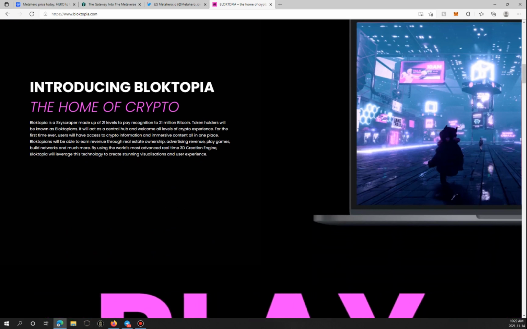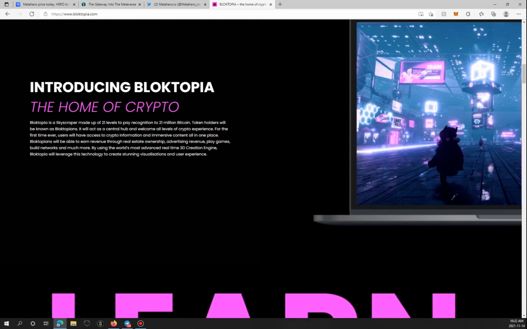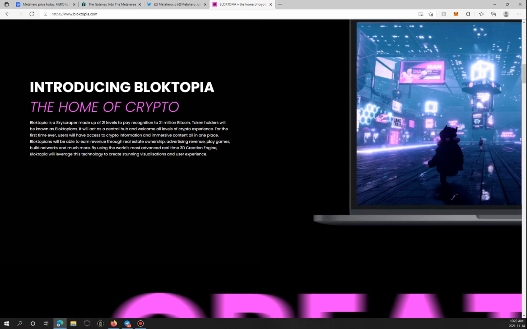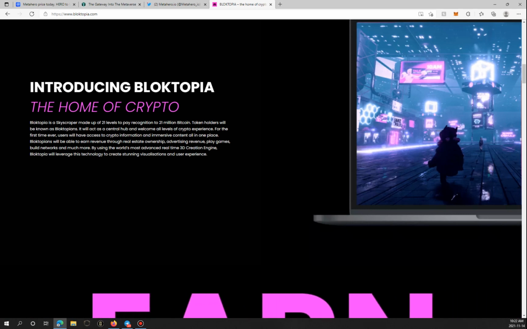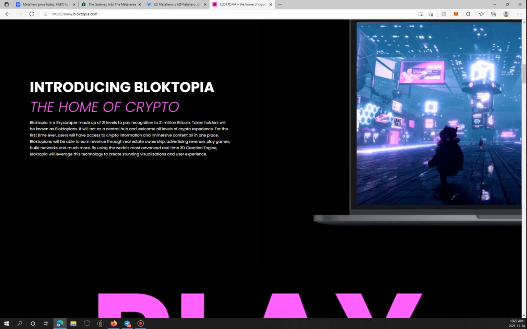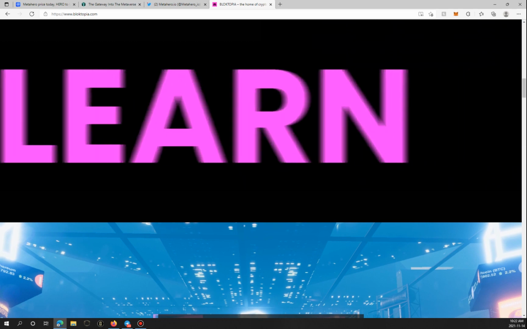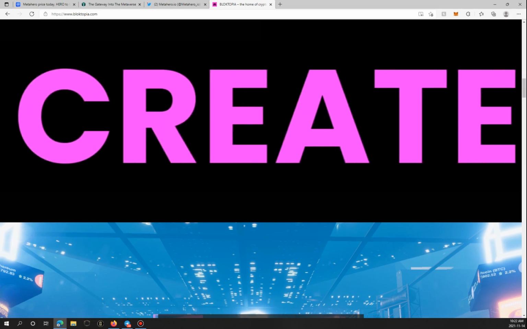Introducing Blocktopia, the home of the crypto. Blocktopia is a skyscraper made of 21 levels, paying recognition to 21 million Bitcoins. Token holders will be known as Blocktopians. It will act as a central hub. Basically, it's going to be a world. You're going to be able to go in there, create, learn, explore, earn, and play.